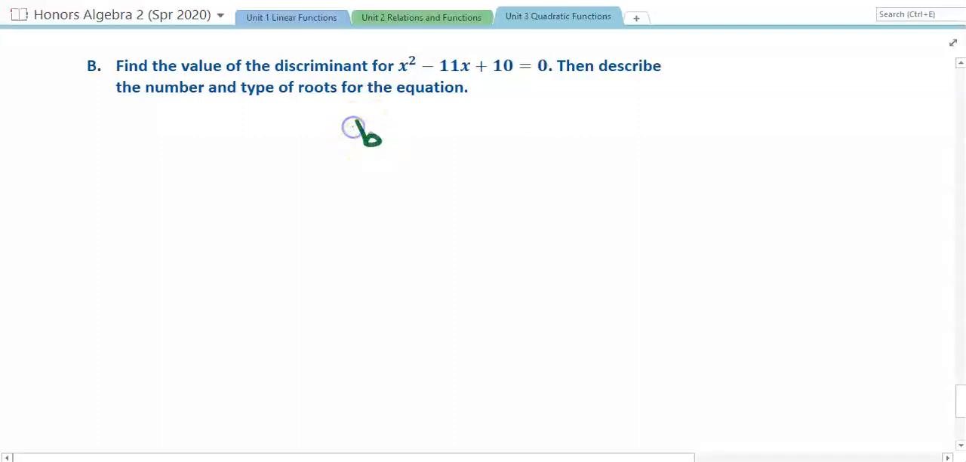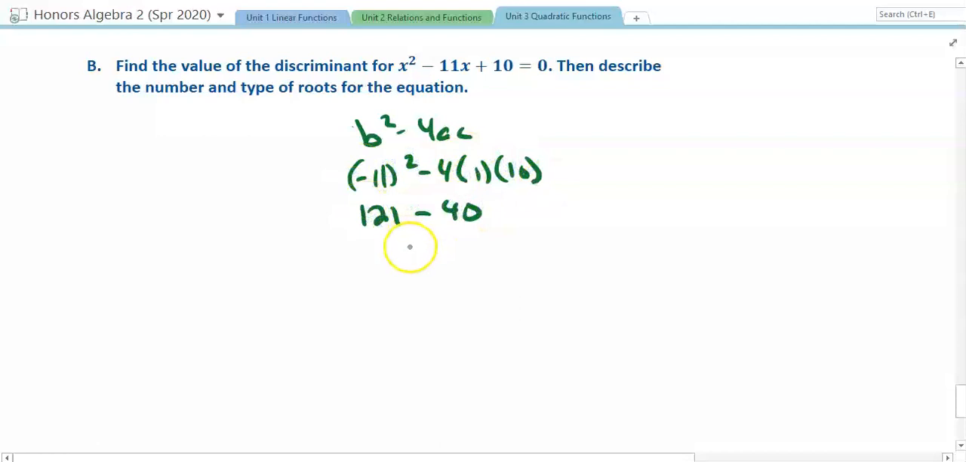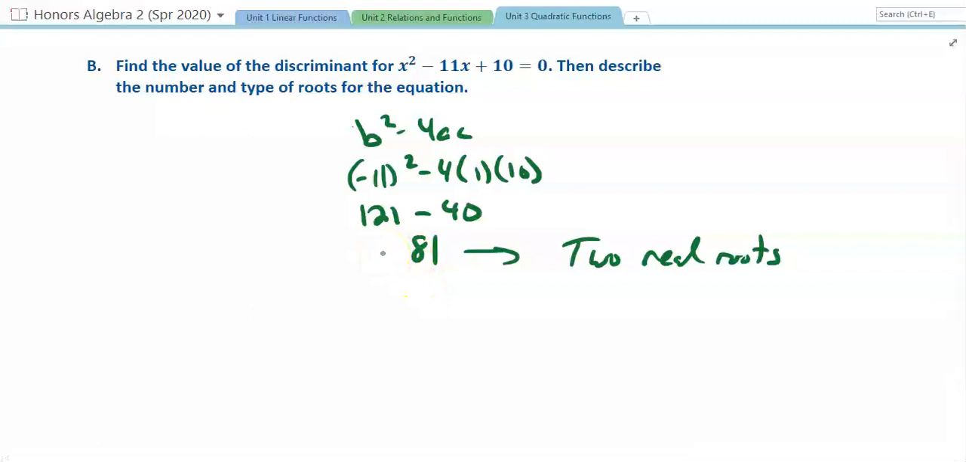We're going to get that b squared minus 4ac, and so I'm going to get the negative 11 squared minus 4 times 1 times 10. So I've got 121 minus 40, which is 81. So my discriminant is going to show me that I have 2 real roots. Now, 81 is a perfect square, so when I take the square root, it's going to come out to 9. So I'm actually going to get 2 rational roots in the end of this.